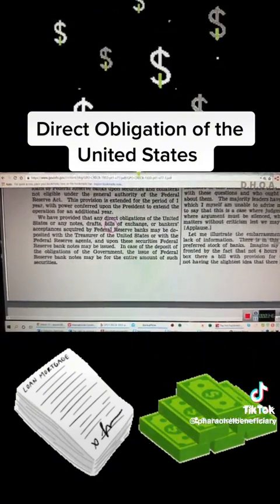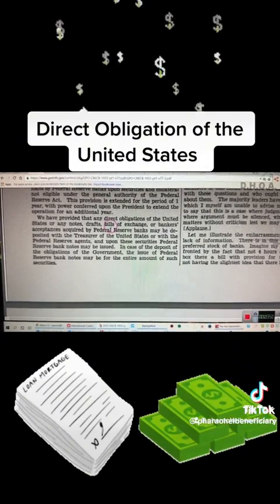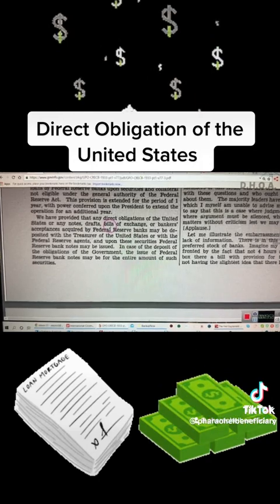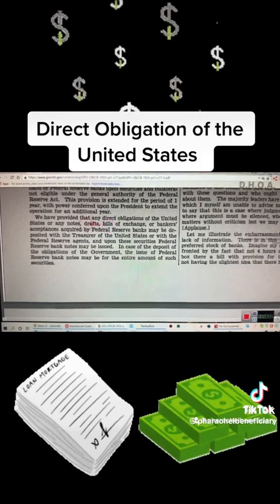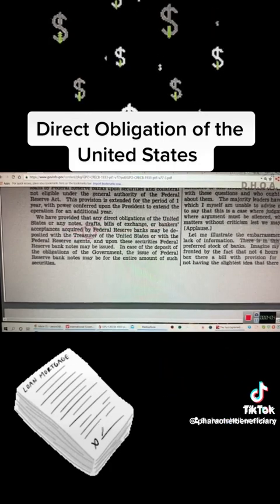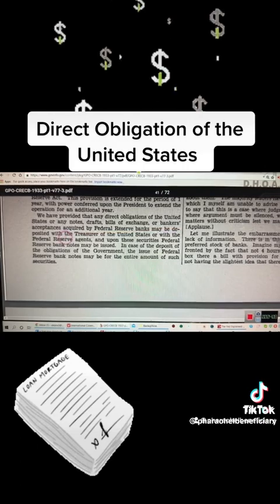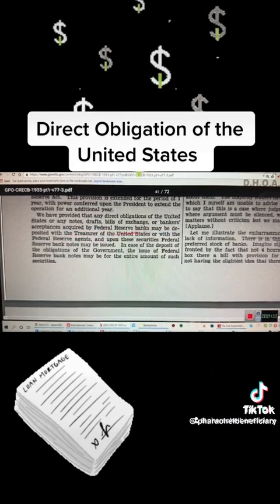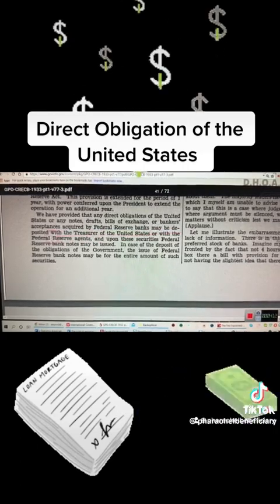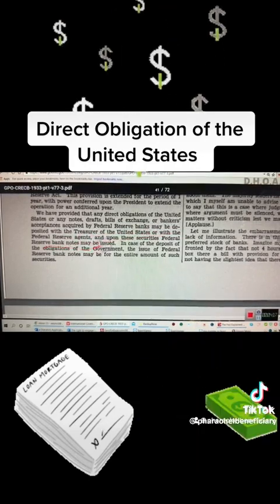If you want to know what direct obligations of the United States are, go and read Title 18, Section number 8. It tells you what United States obligations are. But we're going to give you the other ones that they note right here. Any notes, any drafts, any bills of exchange, or bankers' acceptances acquired by the Federal Reserve banks may be deposited with the Treasurer of the United States, or excuse me, not and, but or with the Federal Reserve agents.